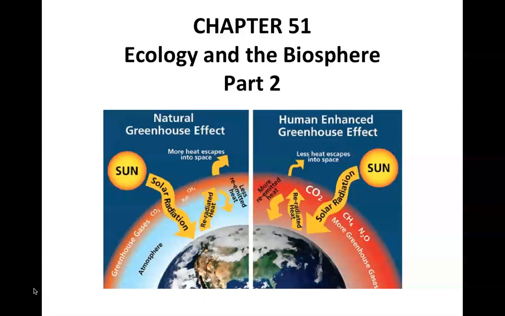So it includes water and land and air. And so we're going to talk about the interaction of water and air with the sun and greenhouse gases. So in other words, we're focusing on climate change.